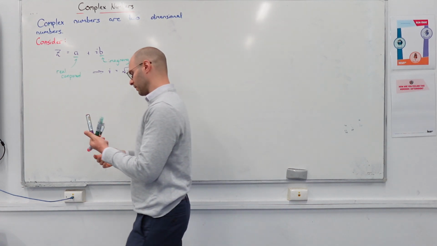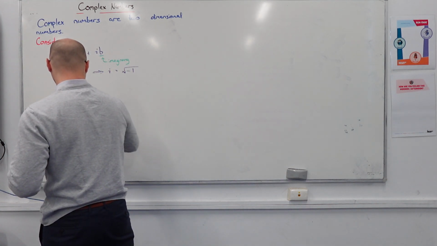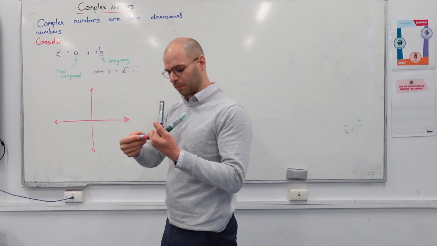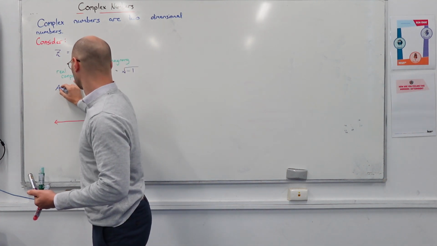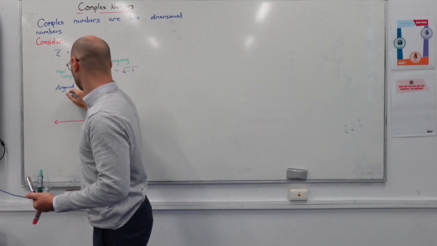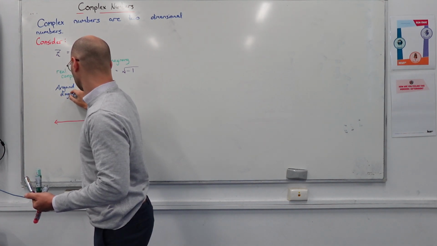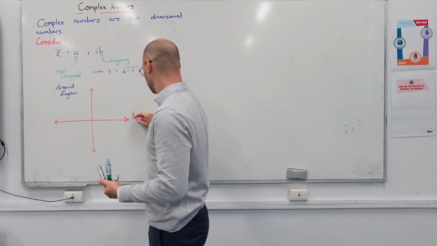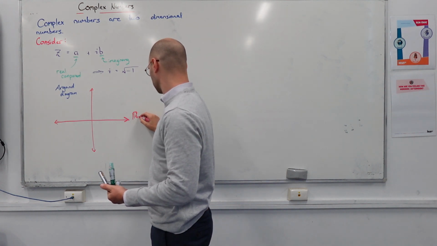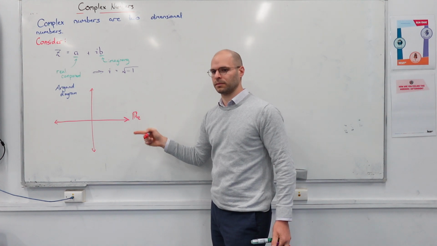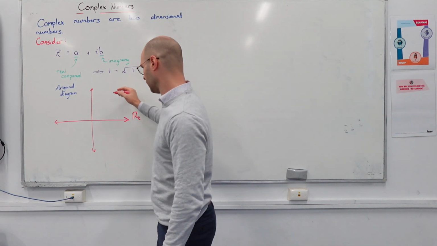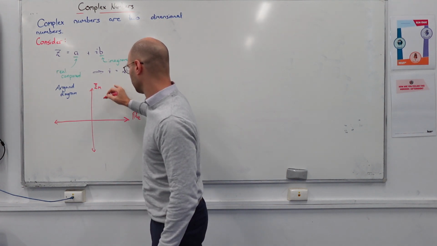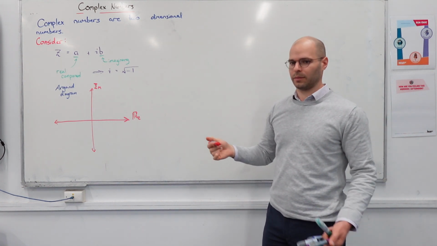Now when we want to graph these, then what we find is that we graph them on what's called the Argand diagram, where it's represented such that this horizontal number line is just our regular number line that we've been using since, I guess, year 1. And this vertical number line over here represents the imaginary component.